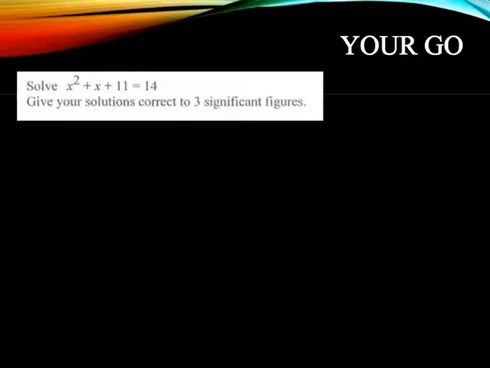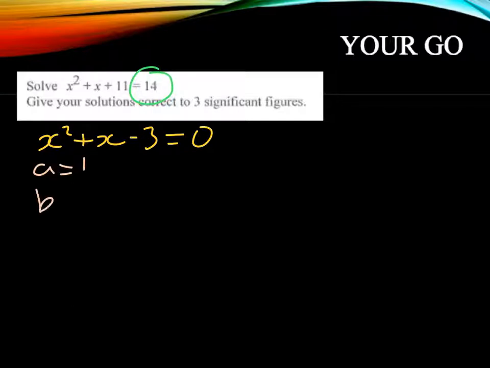Okay, so what I'm hoping you've noticed first of all is that this one has got a plus 14 at the end rather than being equal to 0. So the first thing we need to do is rearrange this to make it x squared plus x, taking 14 away from both sides leaves me with minus 3 equals 0. Now I can identify my a equals 1, b equals 1, c equals minus 3.